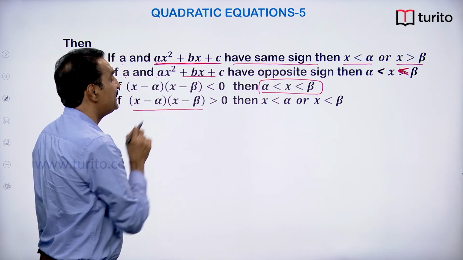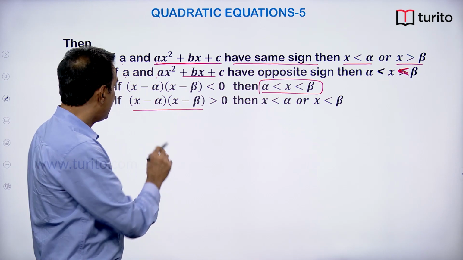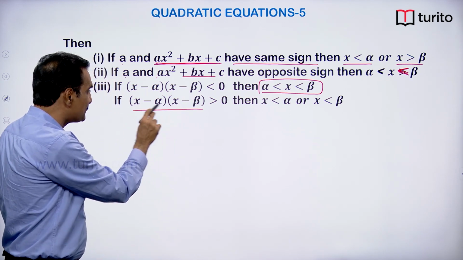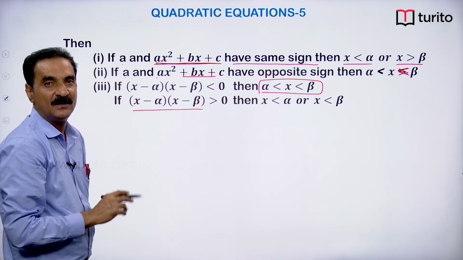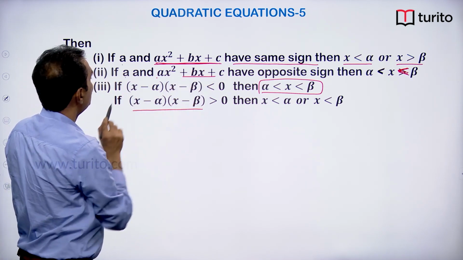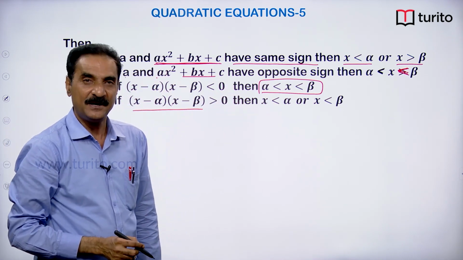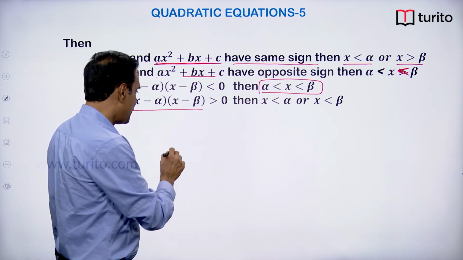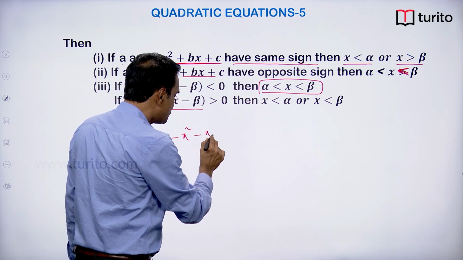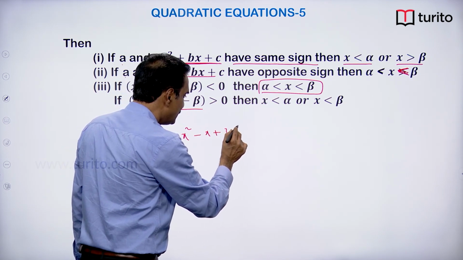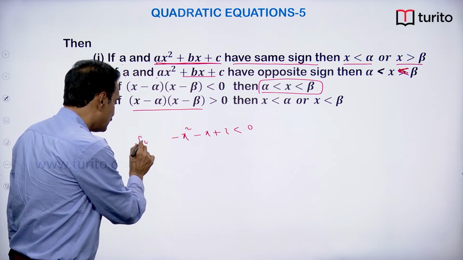If (x minus alpha)(x minus beta) is greater than 0, then if you expand, the x square coefficient is positive, and the whole expression is also positive. So, according to this first statement, x is less than alpha or x is greater than beta. A simple example I will explain. Suppose minus x square minus x plus 2 is less than 0. The question is, solve.